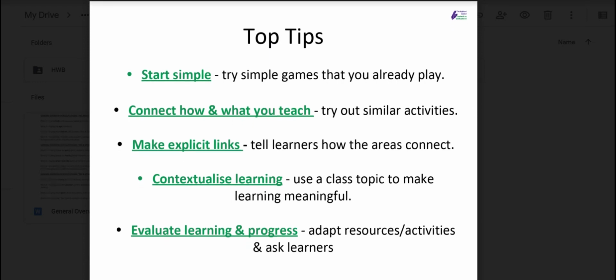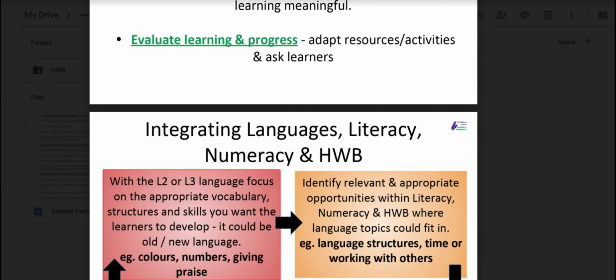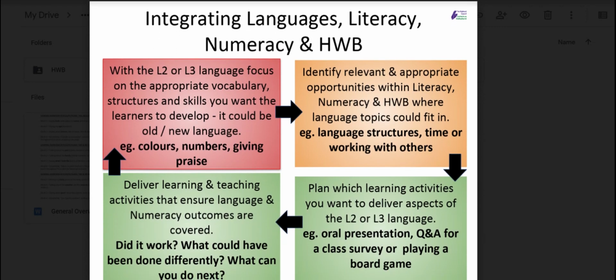In terms of in the classroom, here are some top tips to make it manageable and accessible and just to get you started. Here we can see a process for planning, delivering and evaluating teaching and learning. And this can be used when we're teaching any topic or working across different curriculum areas.